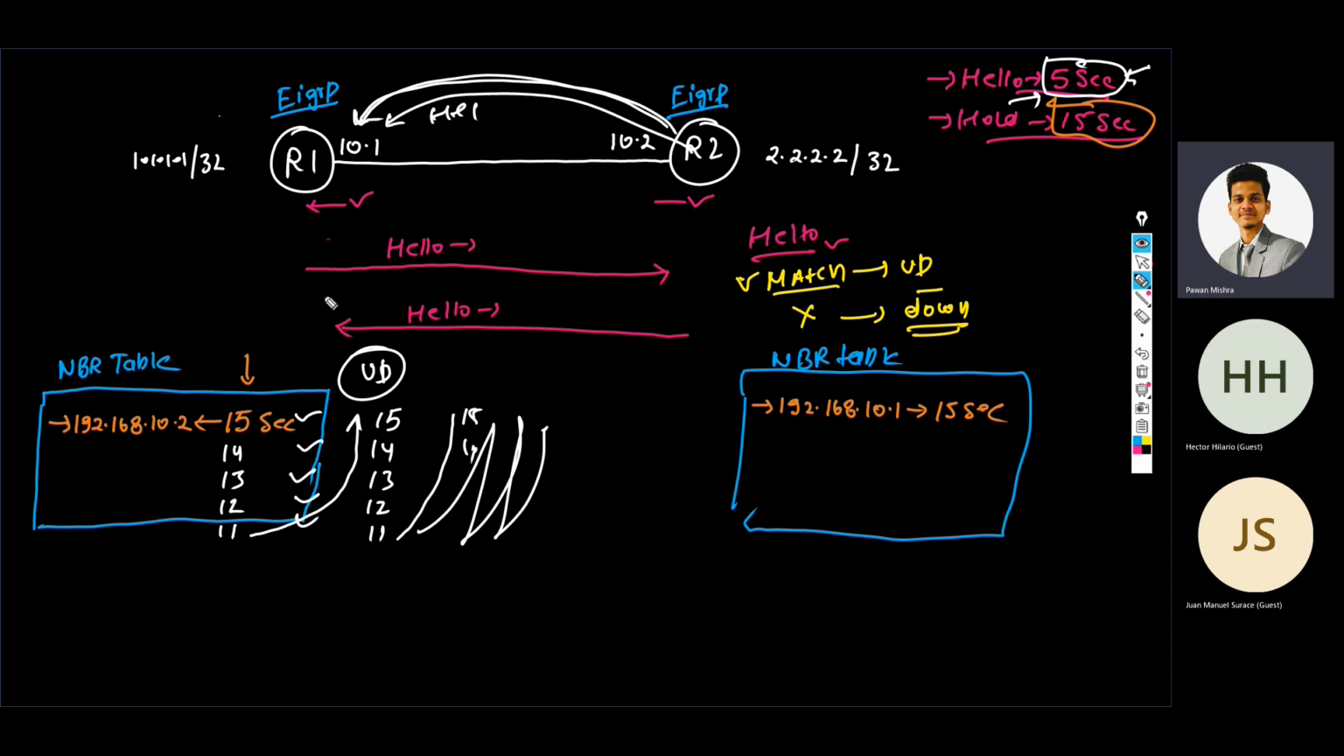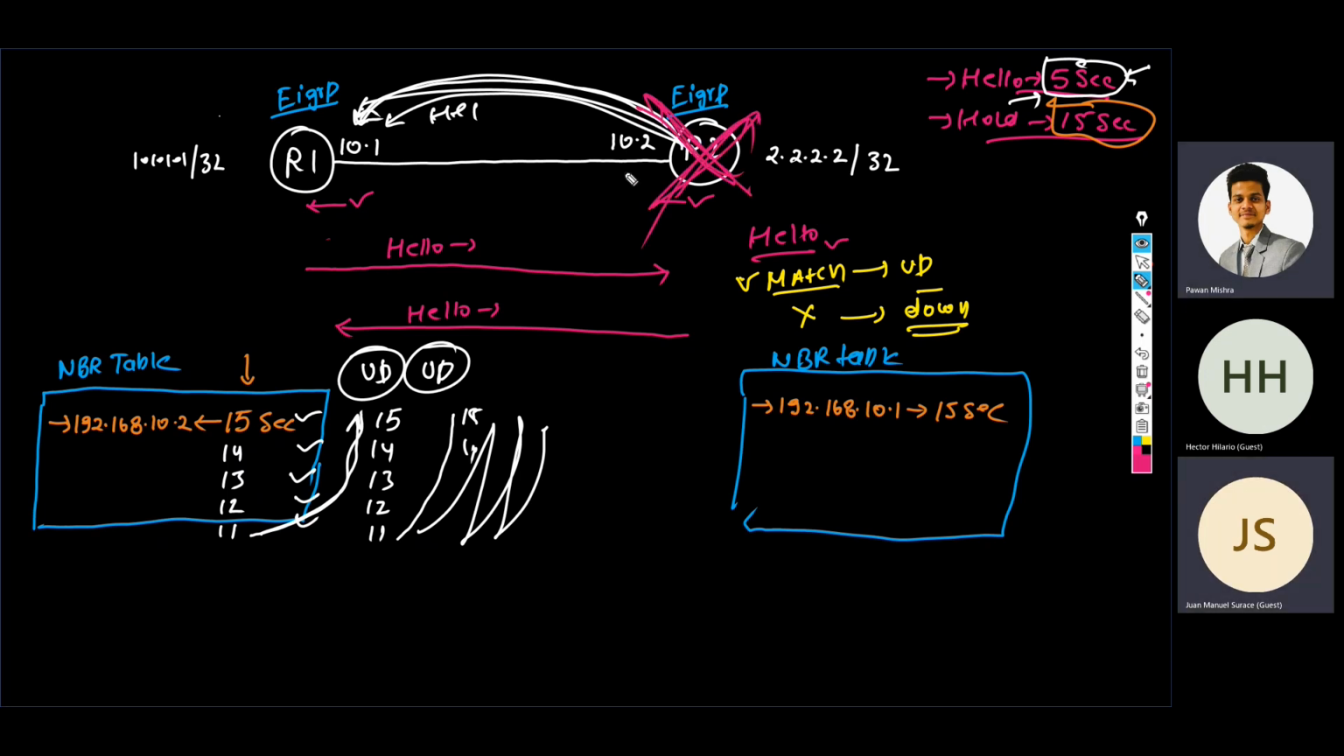It means we can say that using the hello timer, once the device receives a hello packet, automatically the timer will be refreshed and again the neighborship will be up, right? But let's take an example. After some time, this R2 router goes down, right? R2 router goes down. It means R2 router is not able to send any hello packet to R1, right?